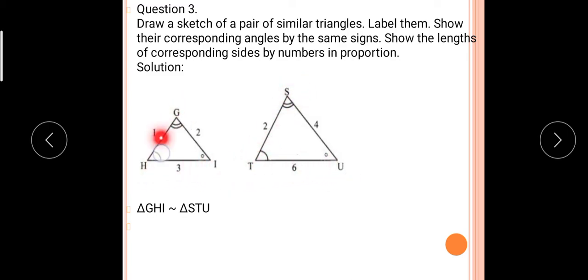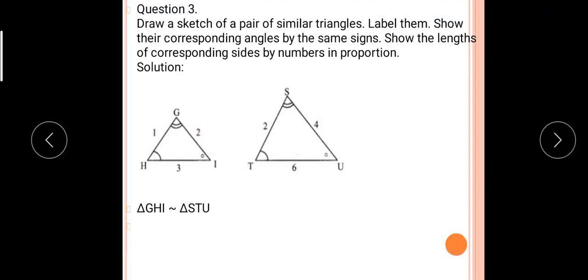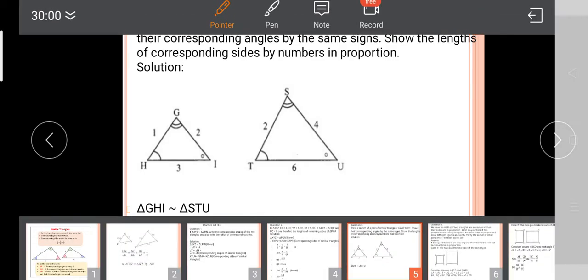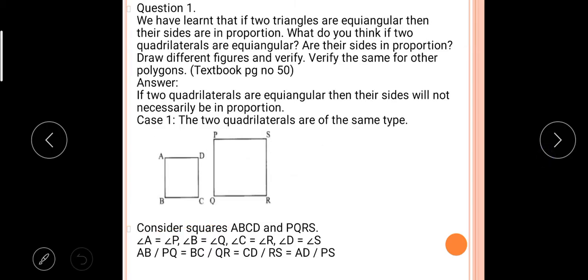If you observe the side ratios, 1 by 2, 3 by 6 is 1 by 2, 2 by 4 is also 1 by 2, and therefore their one-to-one correspondence is angle G is equal to S, H is equal to T, angle I is equal to U. So this is the answer of this question.